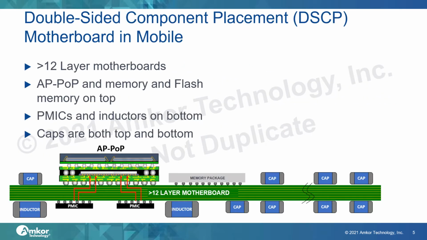This cross-section shows a DSCP PCB with quad motherboards. It has more than 12 layers with a thickness greater than 650 micron. As you can see, the components have been placed on both top and bottom. AP PoP is mounted on top and PMIC placed directly underneath the AP on bottom in order to reduce mounting space and spreading inductance.